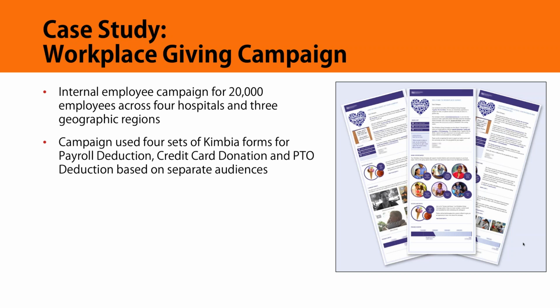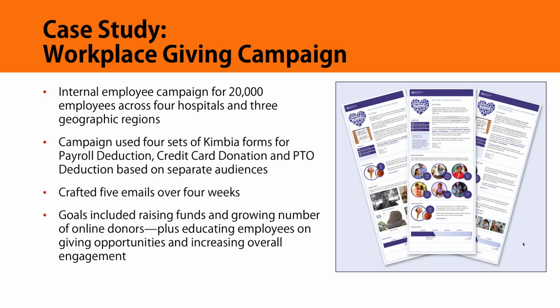We worked with the team to create a microsite with about 20 pages of content that also included 4 different sets of Kimbia forms based on separate audiences. Each set of forms included a payroll deduction, credit card donation, and PTO deduction, and our audiences included physicians, general staff, leadership, and executive leadership with different tiered giving levels in each. From an email strategy perspective, we crafted 5 emails over 4 weeks. You can see some examples in the right-hand column.